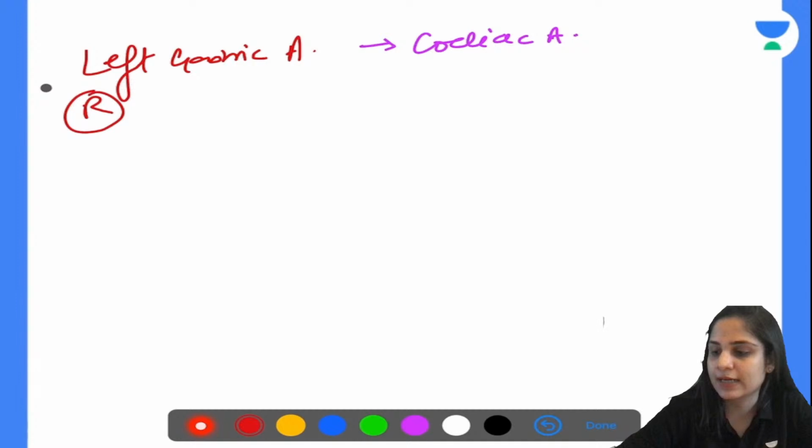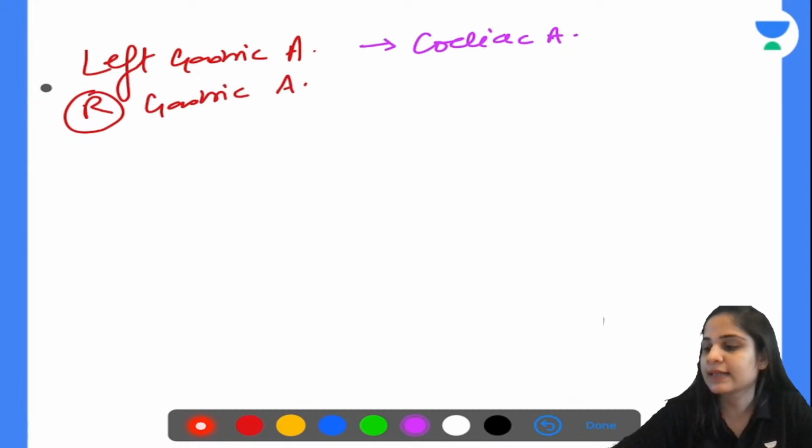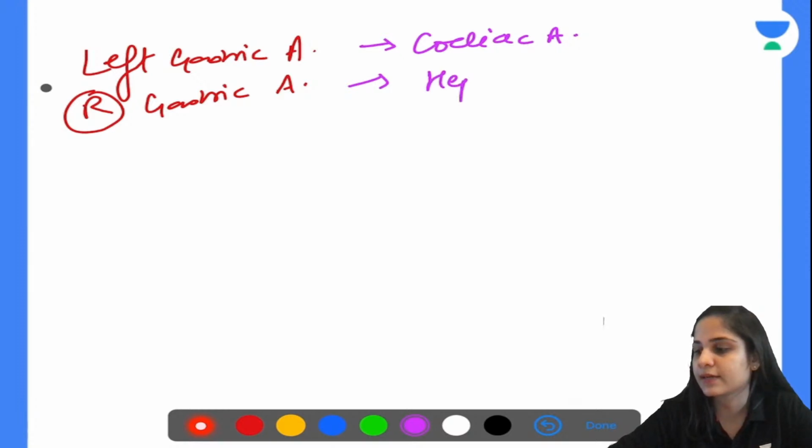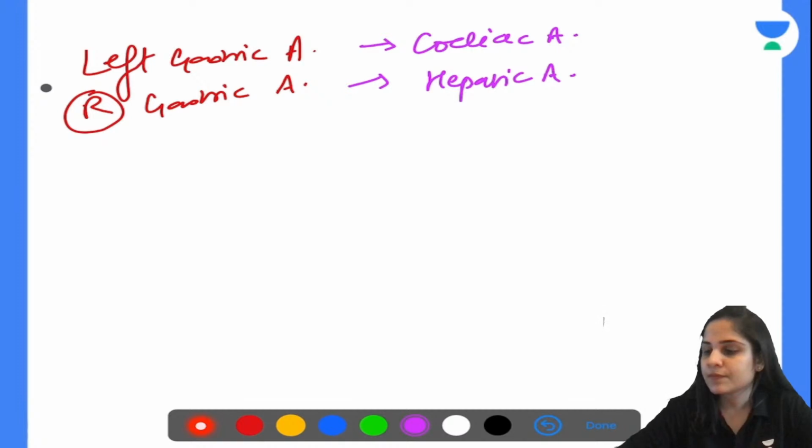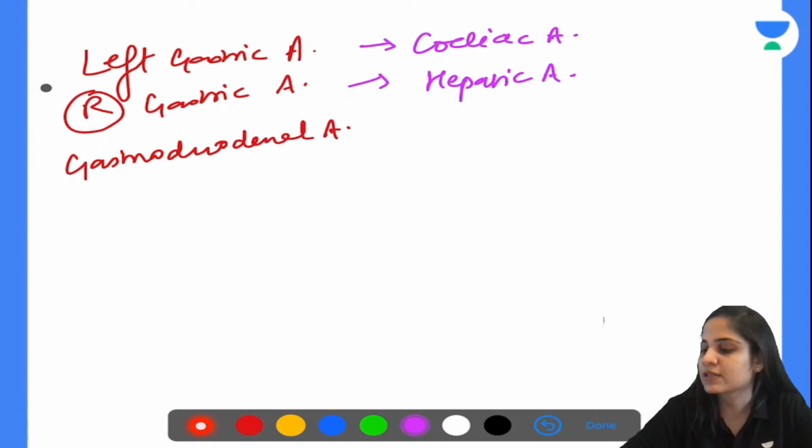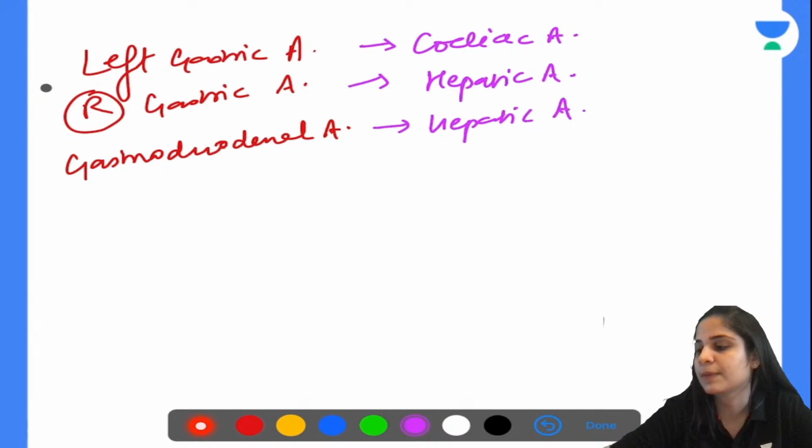Then you have the right gastric artery. And this right gastric artery arises from which artery? It arises from the hepatic artery. Now remember, one more branch arises from the hepatic artery, and that is our gastroduodenal artery. That is the largest branch that is supplying the stomach, and that also arises from the hepatic artery.